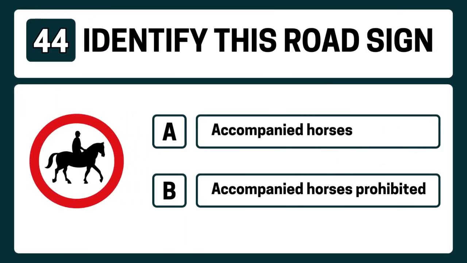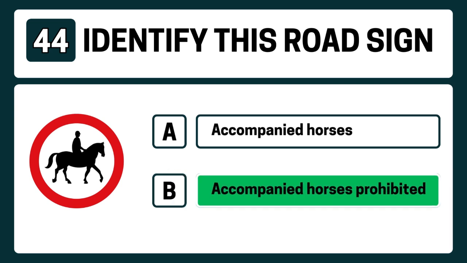Identify this road sign. Accompanied horses or accompanied horses prohibited? Excellent. The accompanied horses prohibited sign prohibits horse riders from using the road.